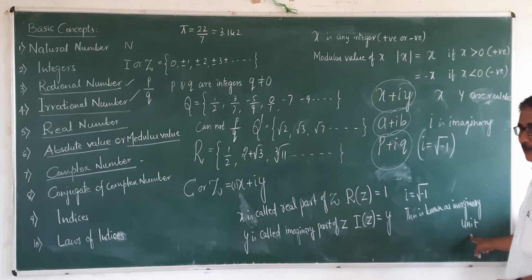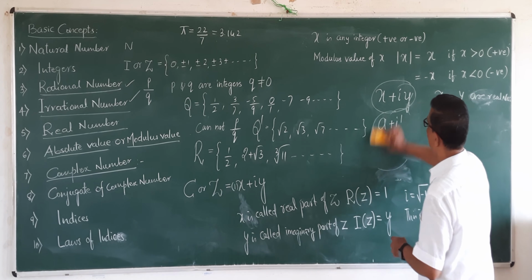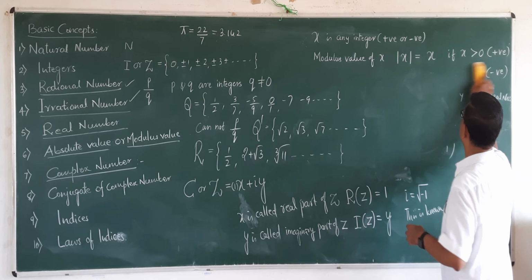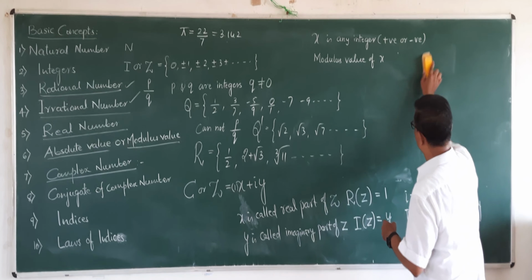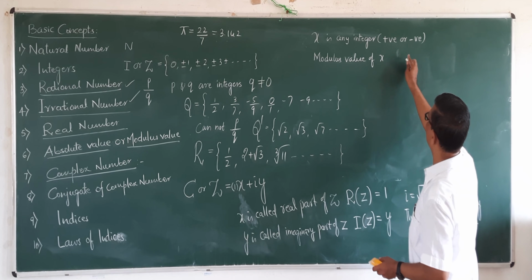Unit means 1. Got the idea? Okay, now here the i value is, therefore, root of -1. Right? i value is root of -1.